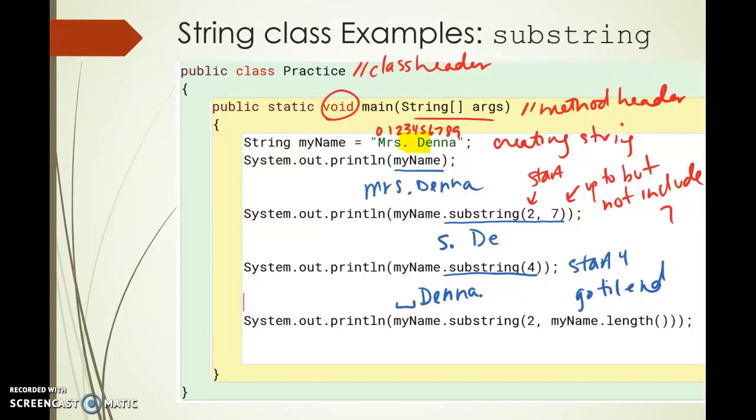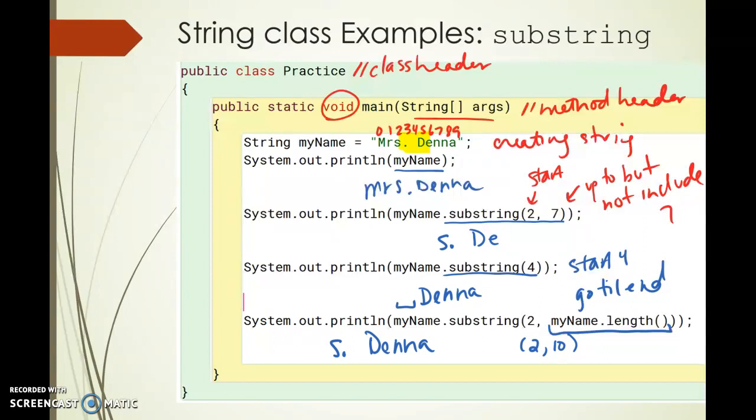And then the last one says it starts at 2, so just like our first example, and it goes to myname.length. Now this right here is a method call that will pull the length of the string. And this string has a length of 10 characters. It goes from index 0 to 9, but it has a length of 10. So right now, this current method call looks like 2, 10, which means it will start at 2 and go all the way up to the end number -1, which is index 9. So this will print S period space DENNA.